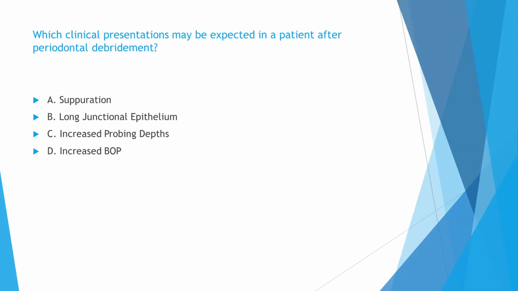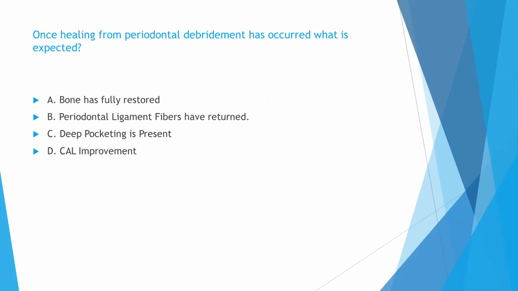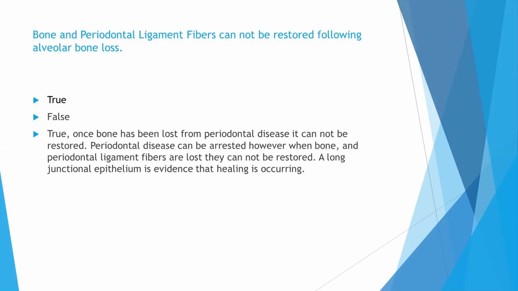So let's go over a couple of questions. Which clinical presentations may be expected in a patient after periodontal debridement? And it's that long junctional epithelium that we've talked about. Once healing from periodontal debridement has occurred, what can be expected? Okay, the clinical attachment level hopefully is improved. We're not going to get the bone restored. The periodontal ligament fibers aren't going to be returned. Deep pocketing is present is not one of the outcomes that we want.